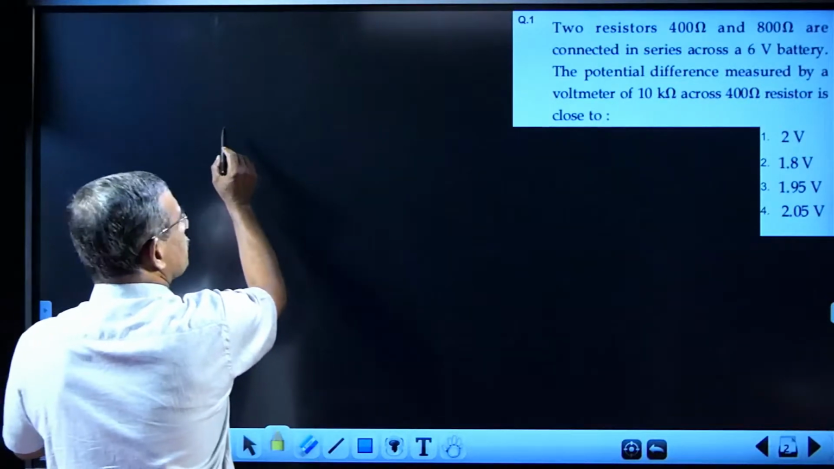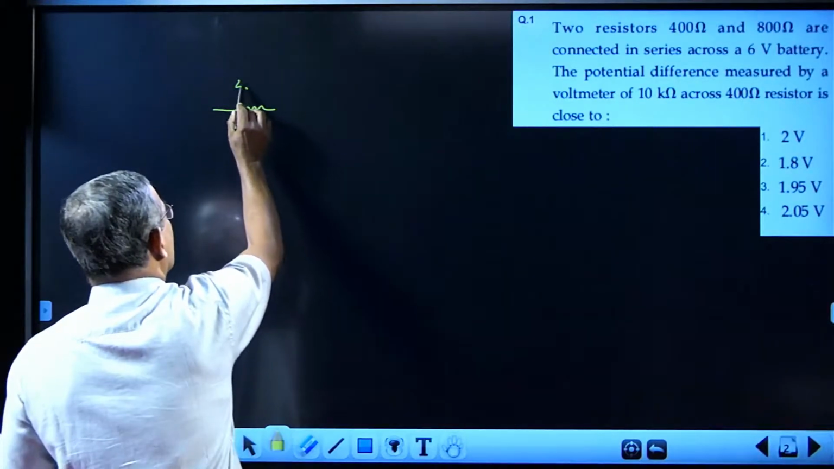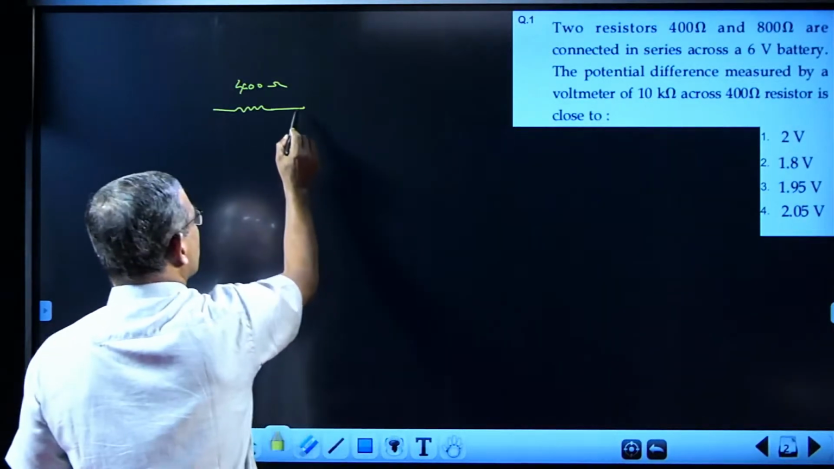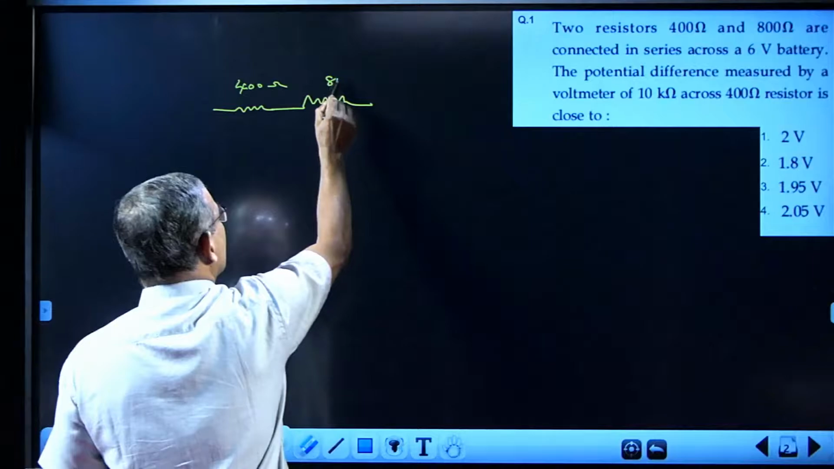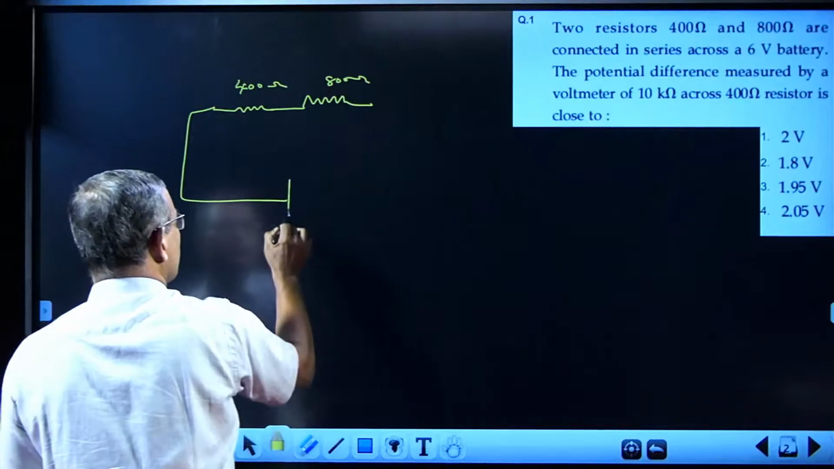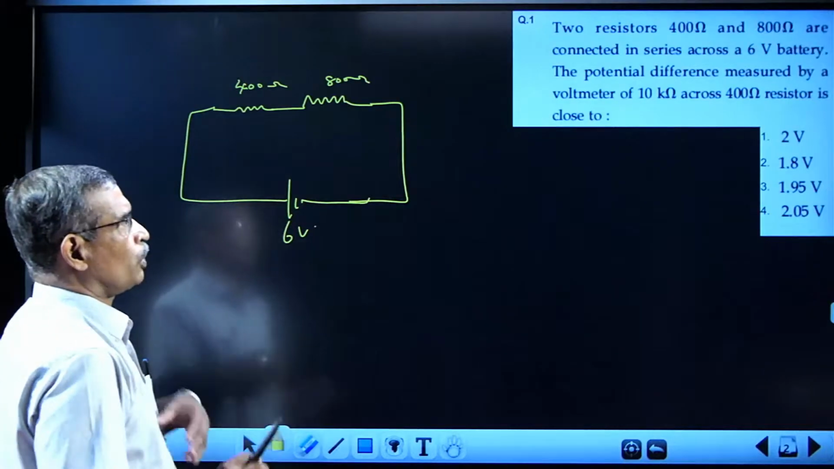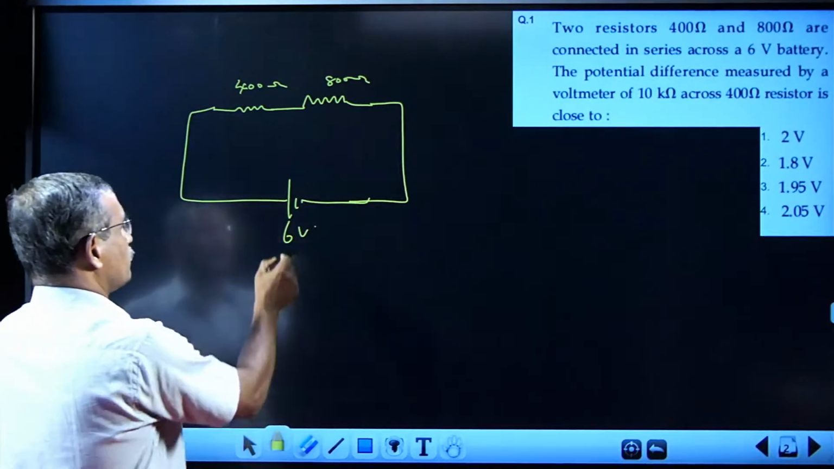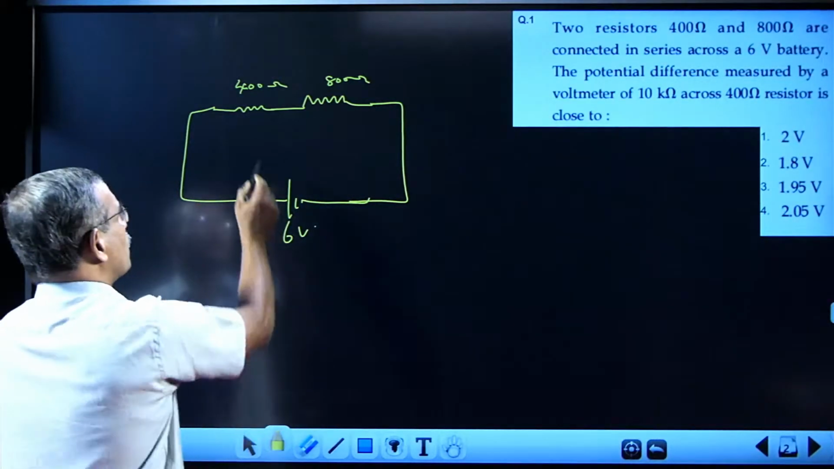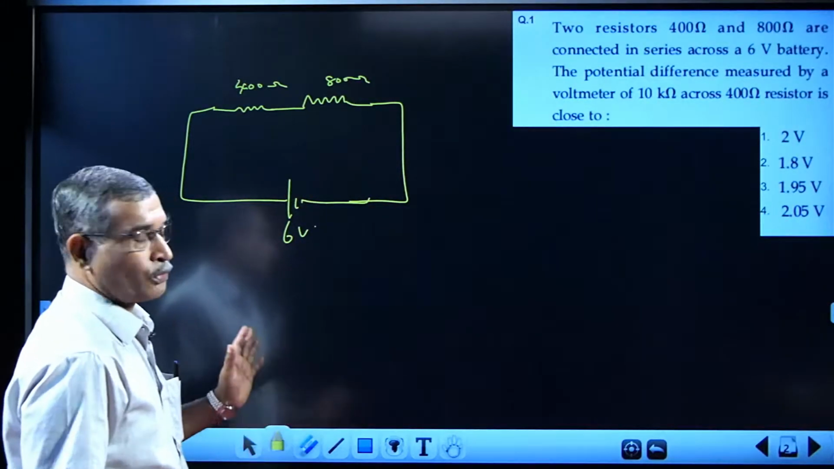Now the figure you can draw like this. There are 400 ohm and 800 ohm connected across a 6-volt battery. If there is no further information, at once we can say 6 volt is divided in the ratio 1:2. Therefore, the voltage across this one is equal to 2 volt and across this one is equal to 4 volt. That is the answer.